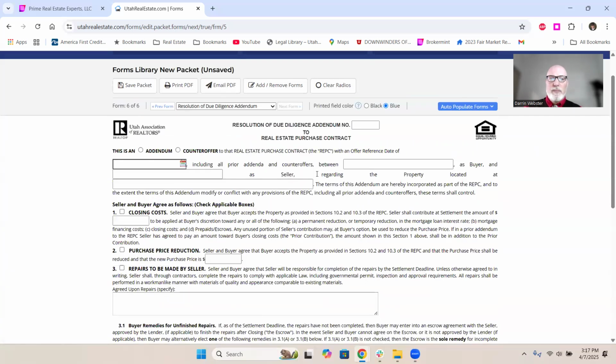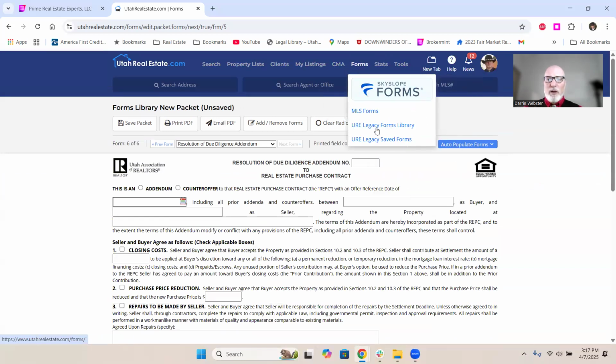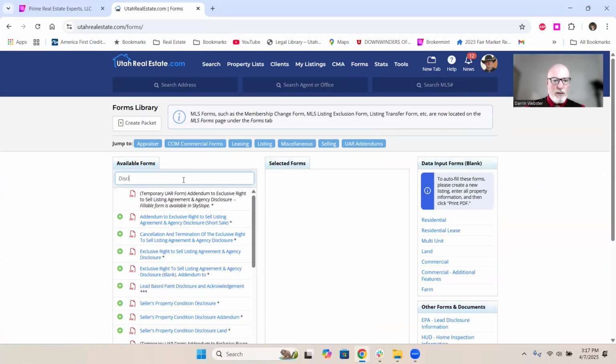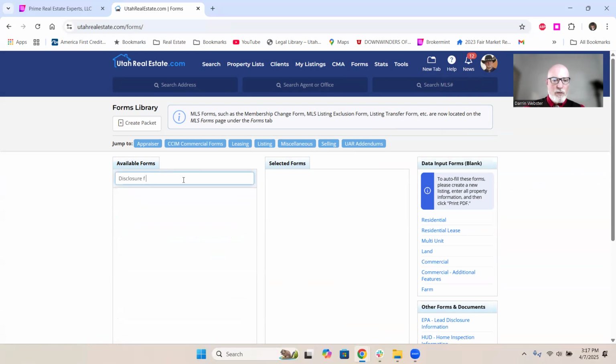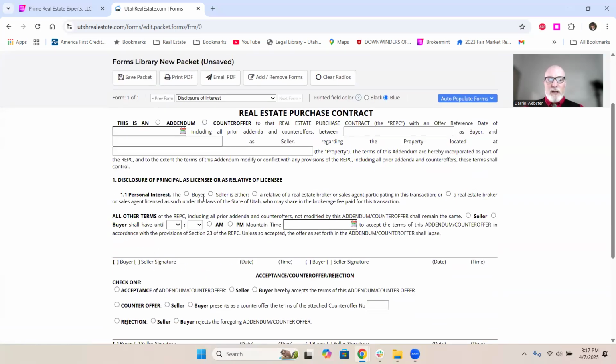Okay. Now I'm going to go back to the forms library. We are going to look up one more form: the disclosure of interest form. If you represent personal interest, where the buyer or seller is either a relative or you, this has to be included.